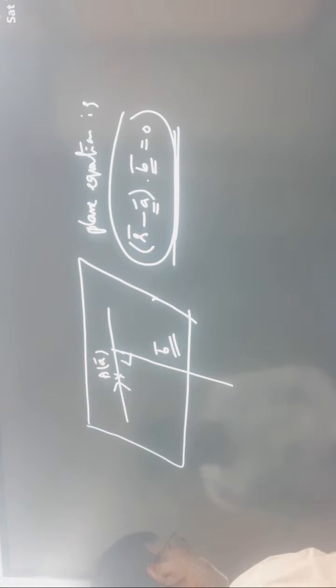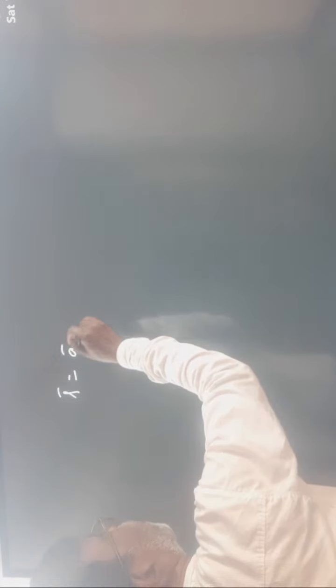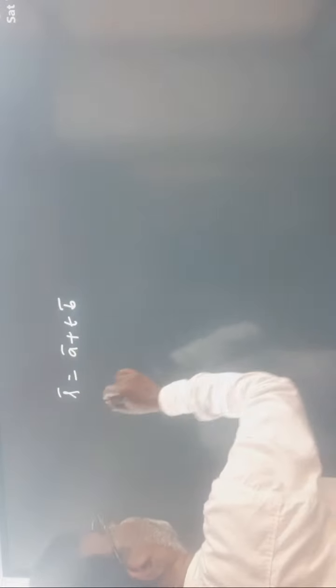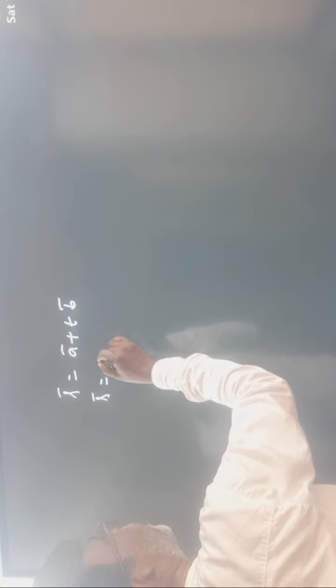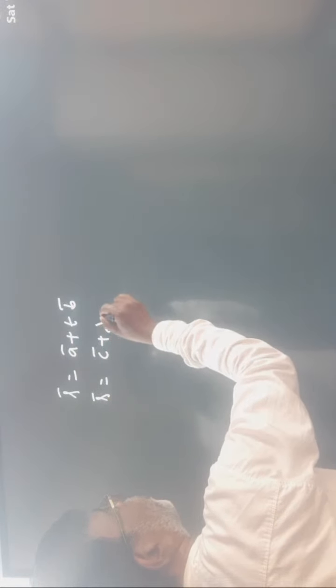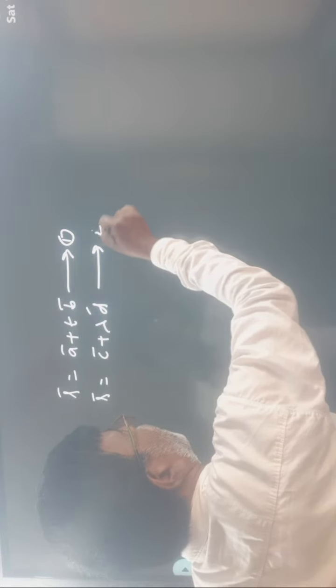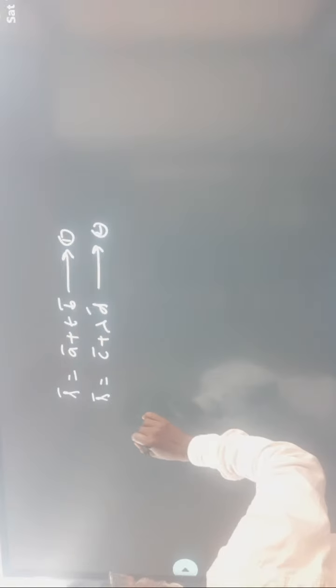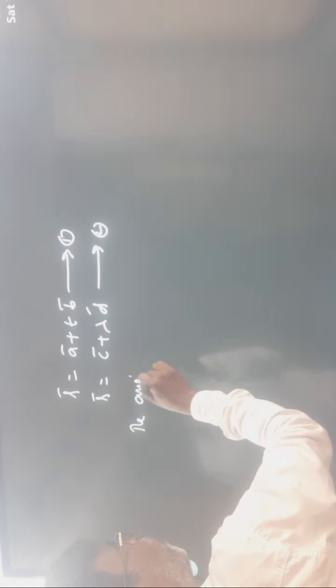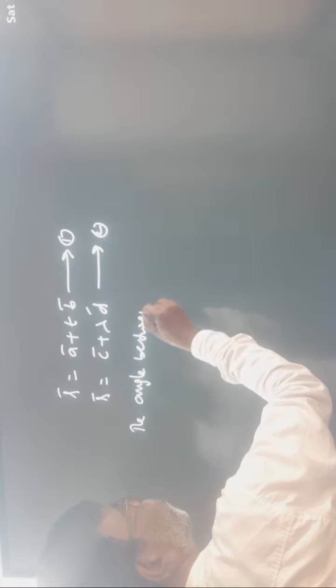Now let me explain another concept. Suppose lines are given like this: r bar equals A bar plus t into B bar, and r bar equals C bar plus lambda into D bar. These are two lines. One line, this is one line. So the angle between the two lines is the angle between lines 1 and 2.